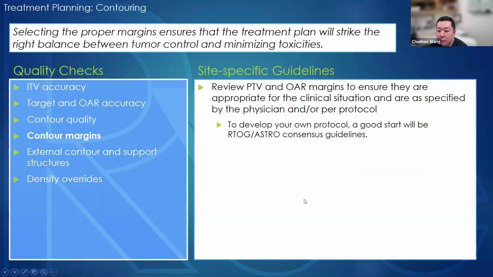Okay, for contour margins, as a physicist, we also need to review the PTV and OAR margins to ensure they are appropriate. The keyword here is to follow the physician's order or per protocol at your institution. If you think you don't have a good protocol at your institution, a good way to start developing one is to use the RTOG and ASTRO consensus guidelines when available.